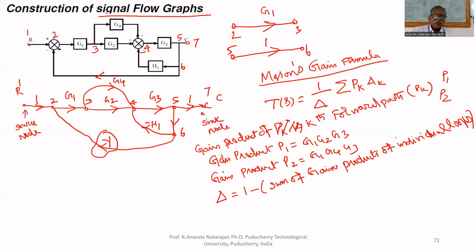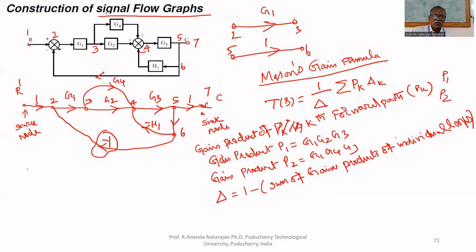Loop means, suppose you are starting at 2, I am traveling like this: 2, 3, 4, 5, 6, again 2. That is one loop. Another loop: 2, 3, G4, 4, 5, 6, 2. Another closed loop. One more loop: 4, 5, 6, 4. These are all loops. The gain product of loops means whatever gain you mentioned, you multiply all those things.